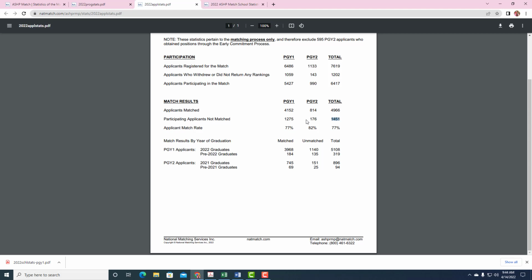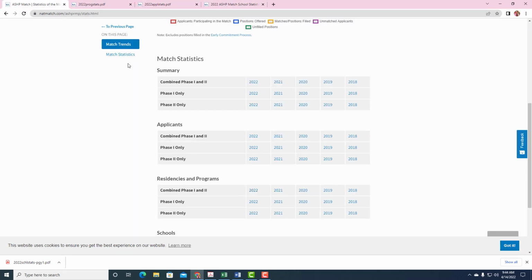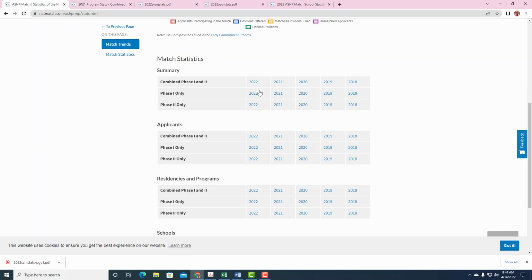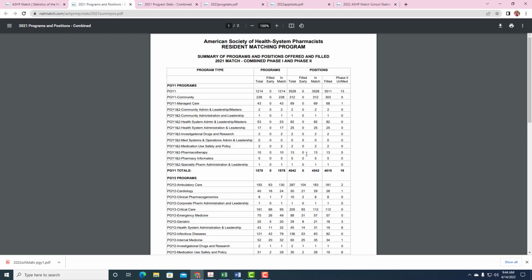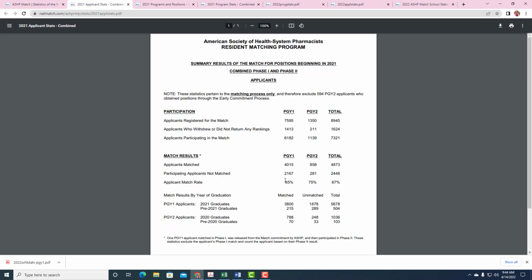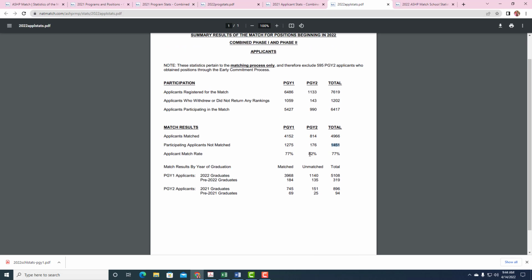PGY1 matched at 77%, and so that's a 10% increase over last year. And I can pull up the stats from last year just so I'm not guessing at the number. Nope, it's not that one. It's the summary one that I'm looking for. Combined one and two applicants. There we go. Okay, so we went from 65%, up to 77%. So an increase of 12% in getting a PGY1. And then the PGY2 went from 75% up to 82, so 7%.